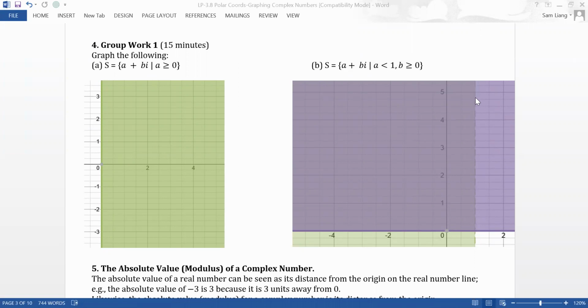So this first part is a is less than 1. So any complex number with a real part less than 1. So that'll be this green chunk here. I know there's also a purple shading for the other condition, but yeah, this green set here. Okay, and then the border is going to be dotted because a is less than 1 and 1 is not included, right? So that's why I have this dotted line here.